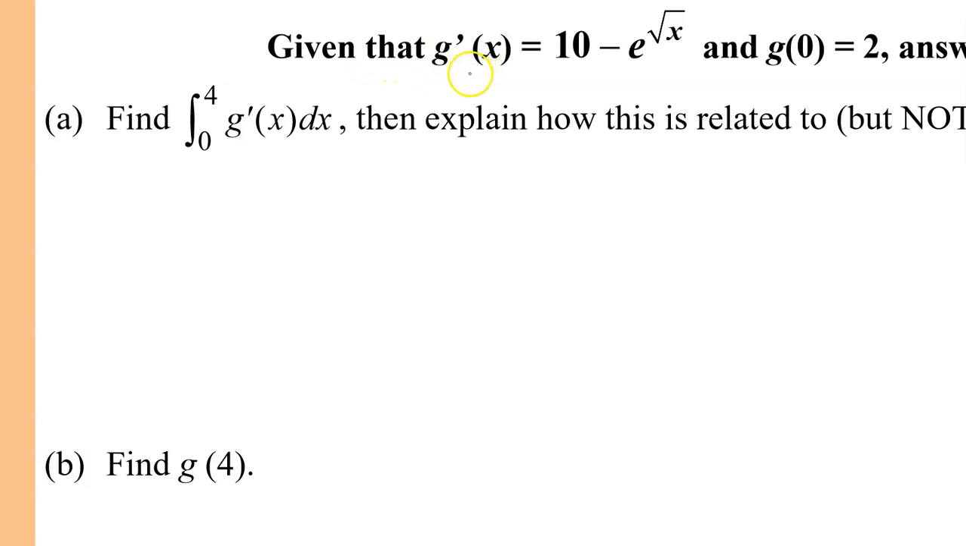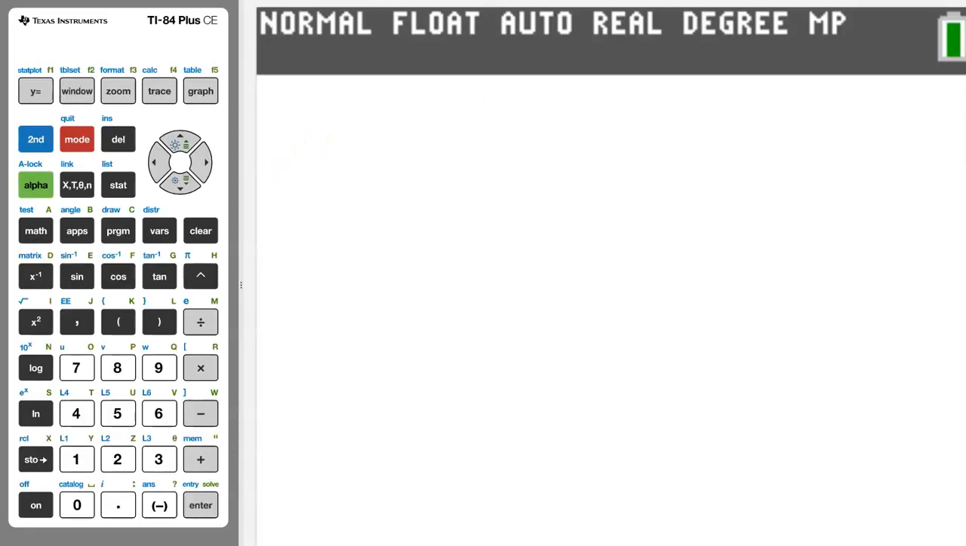In the setup, we are told that g prime equals 10 minus e to the radical x power, and we are given that g at 0 equals 2. For part A, we first must find the integral from 0 to 4 of g prime dx. Let's use our graphing calculator to find this.